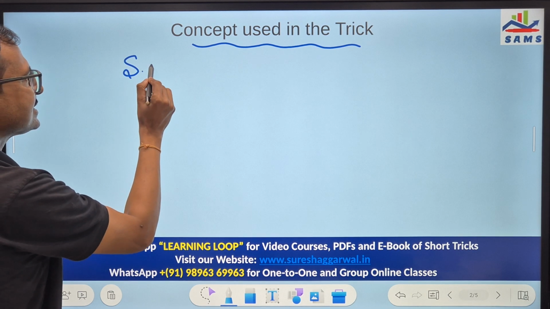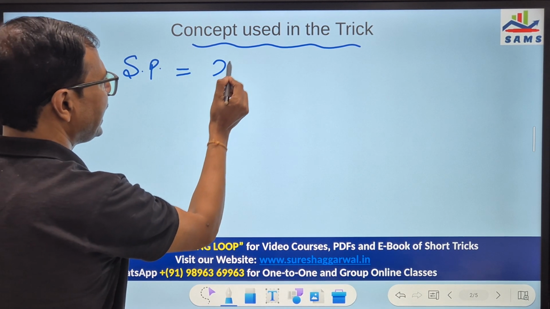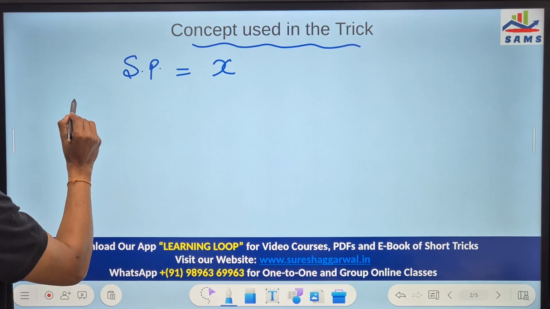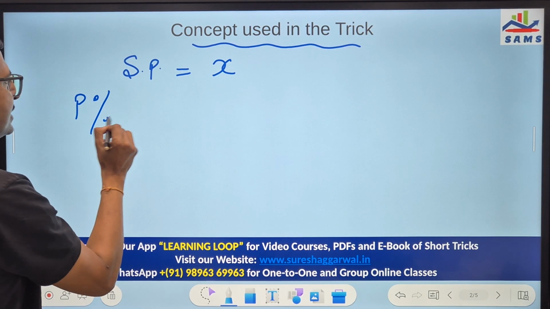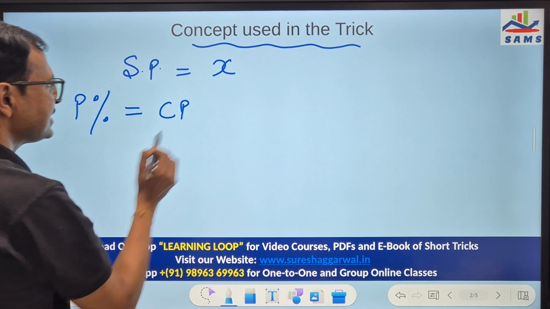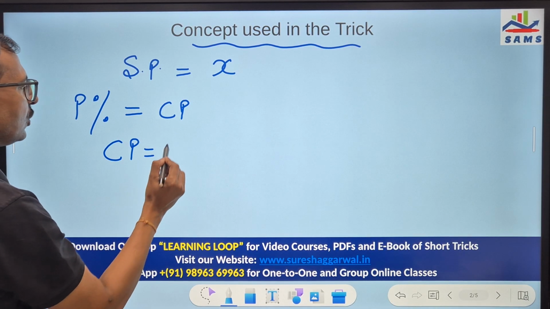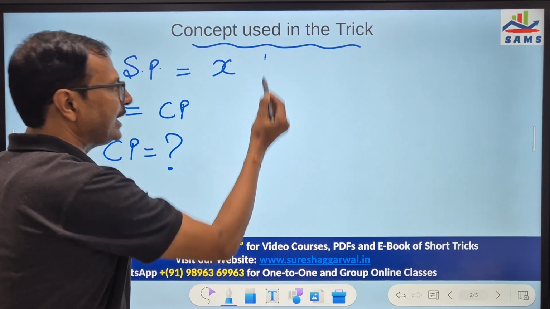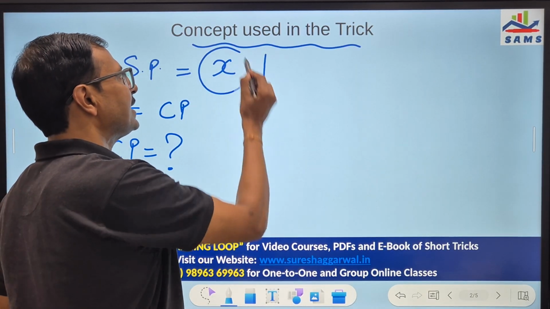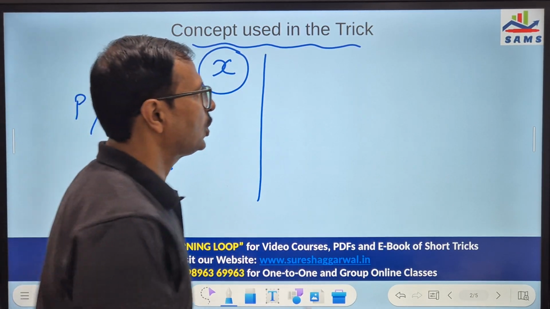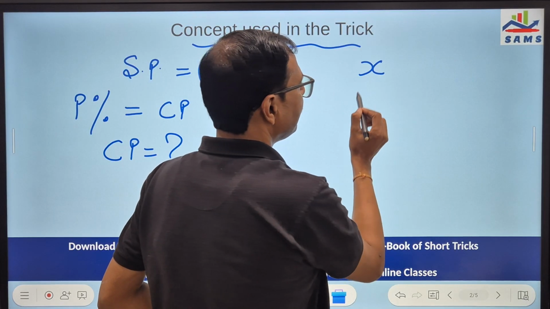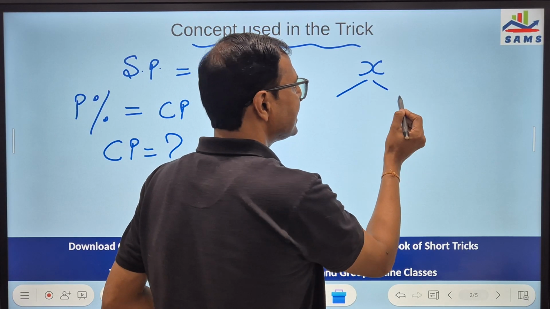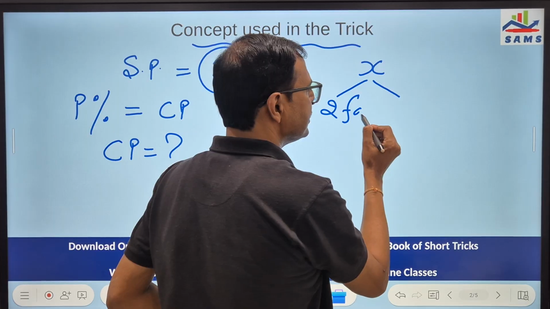So there is a selling price which is given to you, say X, and he says the profit percent is equal to the cost price, and we are asked to find the cost price. This is the nature of the question. Now what do you do in the trick? The selling price is given to us, right? So X is given to us. We will split X into two factors.